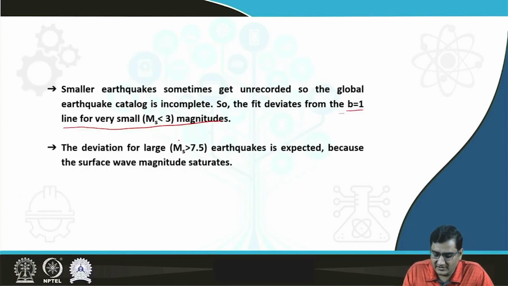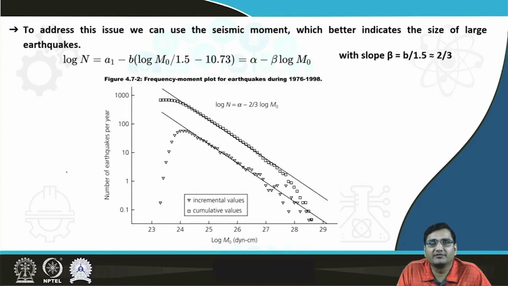And so this is what it says: the deviation for large earthquakes is expected because the surface wave magnitude saturates. So to address this issue, we can use the seismic moment, which better indicates the size of large earthquakes. If you remember, when we discussed the magnitude scales in the first lecture of module 11, we discussed that the surface wave and body wave magnitude scales may saturate. For body wave, the saturation point may be at around 6.2. For surface wave magnitude, it may be around 8.3.